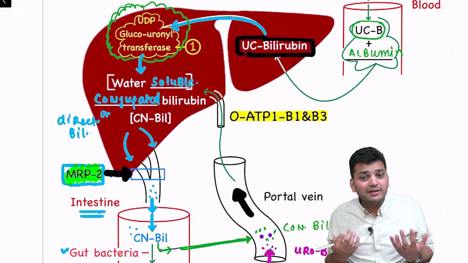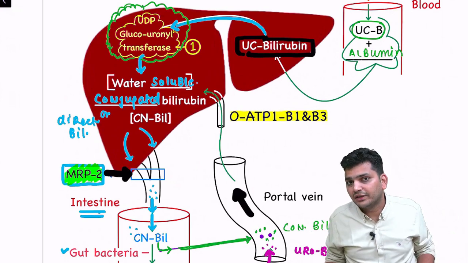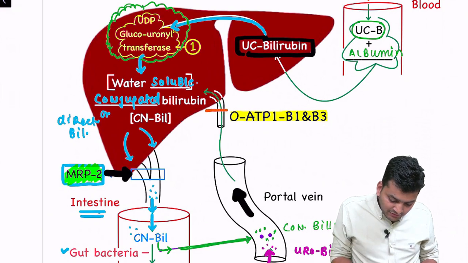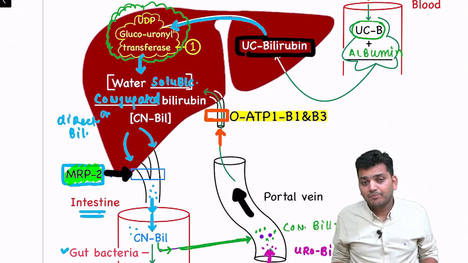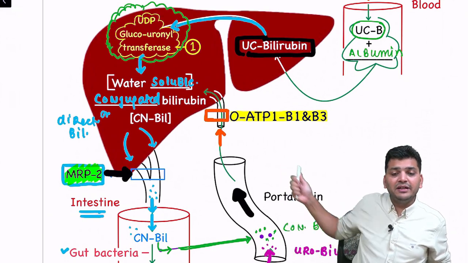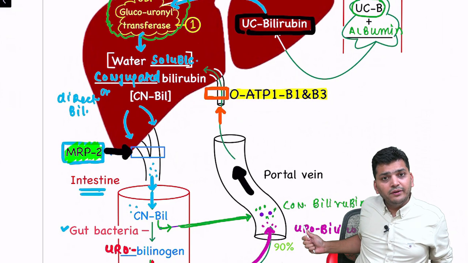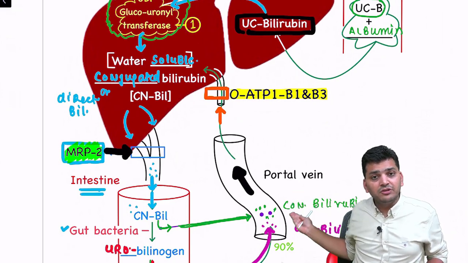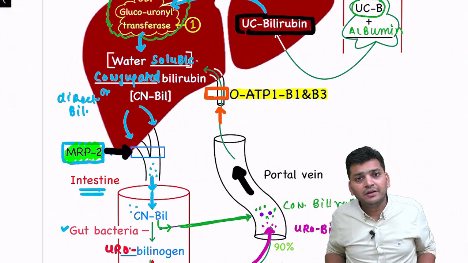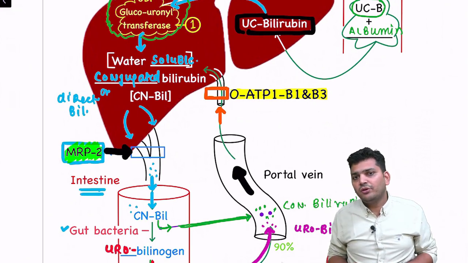If the MRP2 is having a problem, the conjugated bilirubin will increase. You answer me one more question. Here is a channel, the ATP1B1B3 channel, that is taking the bilirubin in the liver back. If this channel is not working, then which bilirubin will not be able to go back to the liver? Which bilirubin is going via these ATP channels? The conjugated bilirubin. If the ATP channels are not working, the conjugated bilirubin will not go inside, and the conjugated bilirubin will increase in the blood. So there are two conditions where the conjugated bilirubin can increase.